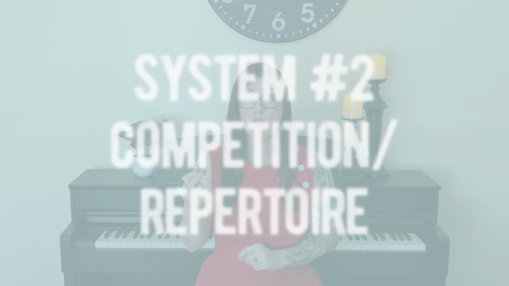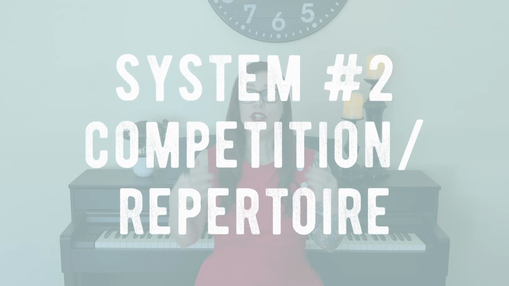But before we start demystifying that whole bag of worms, let's talk about the second system of labeling levels, which is the competition or repertoire levels, which also use their own integrated number system. An example of this would be like grade 1, grade 2, grade 3. And each competition or repertoire list has its own grading system. Lovely. We will discuss later.